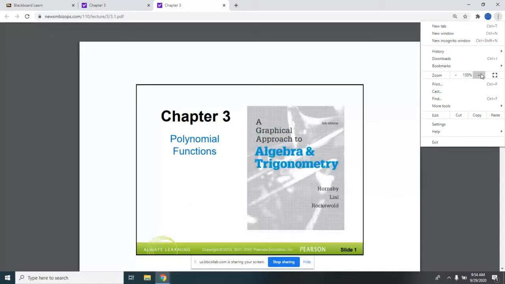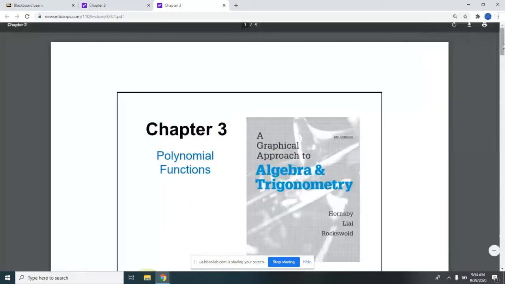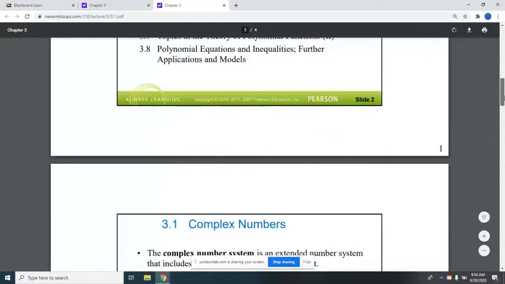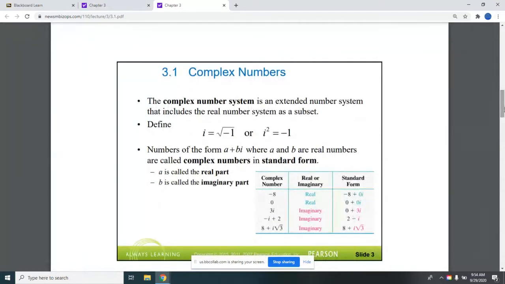All right, so in section 3.1, we're going to take a look at complex numbers. And complex numbers are in the complex number system, and the complex number system is an extension of the real number set. And here's what actually defines the complex number system. I, which is an imaginary unit, is equal to the square root of -1, or I squared is equal to -1.